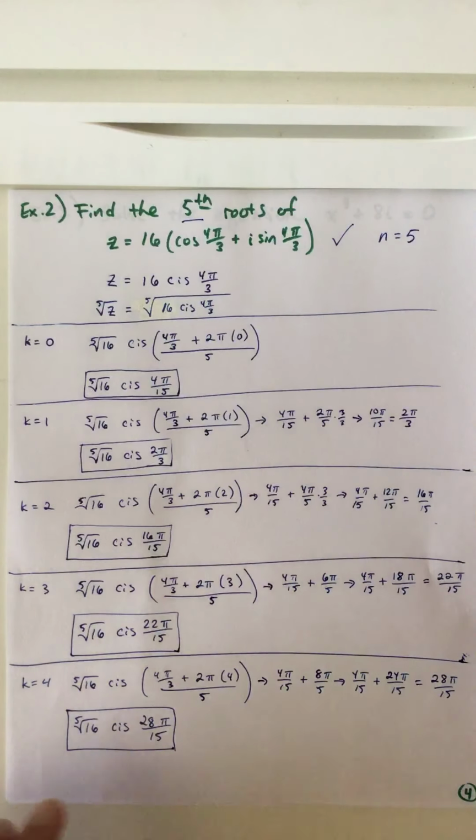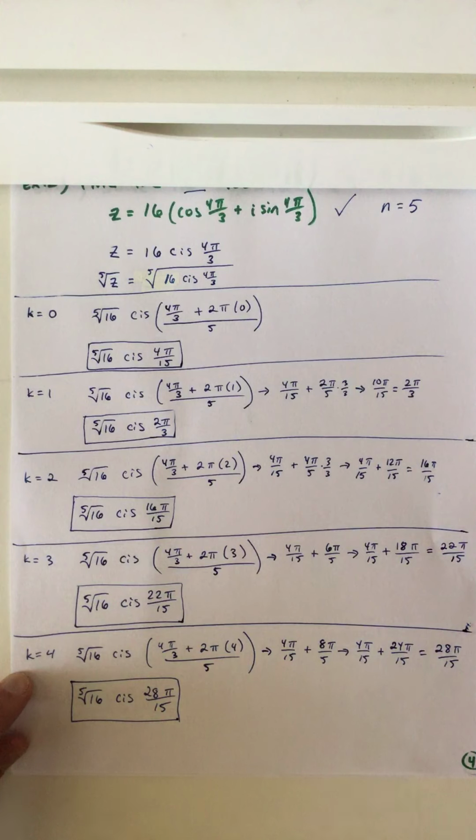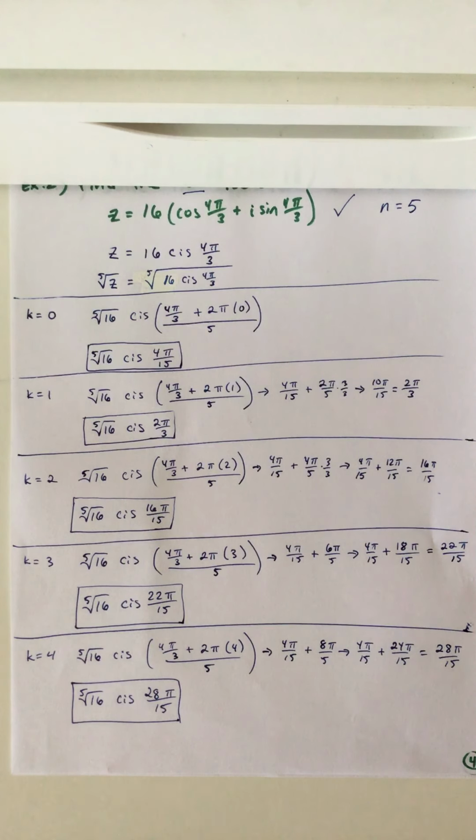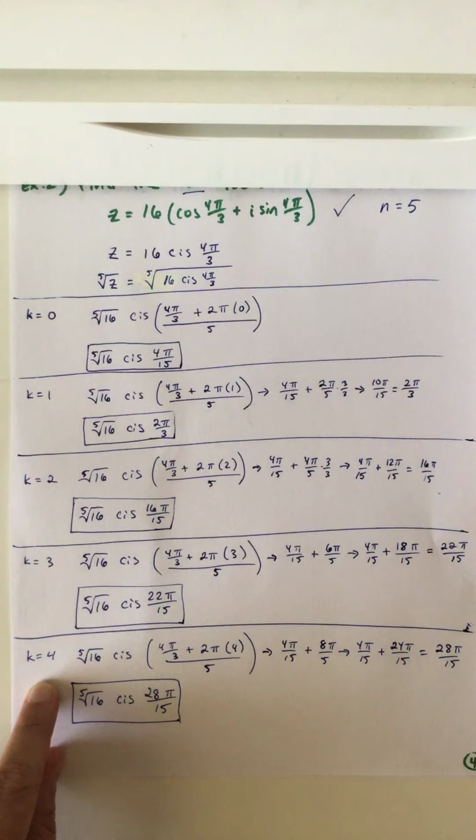And then you can see the other iterations, k equals 3 and k equals 4. There's a lot of work that goes into each one of these problems to find all of the roots. Since our goal was to find the 5th roots, we're going to stop when k equals 4.